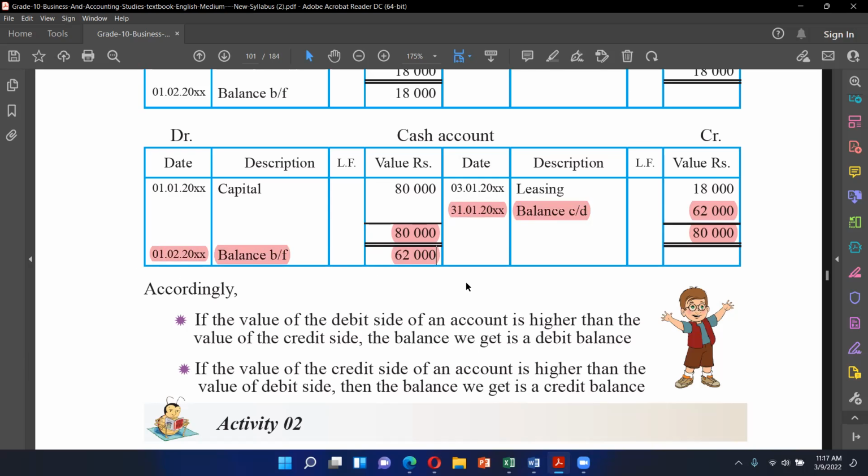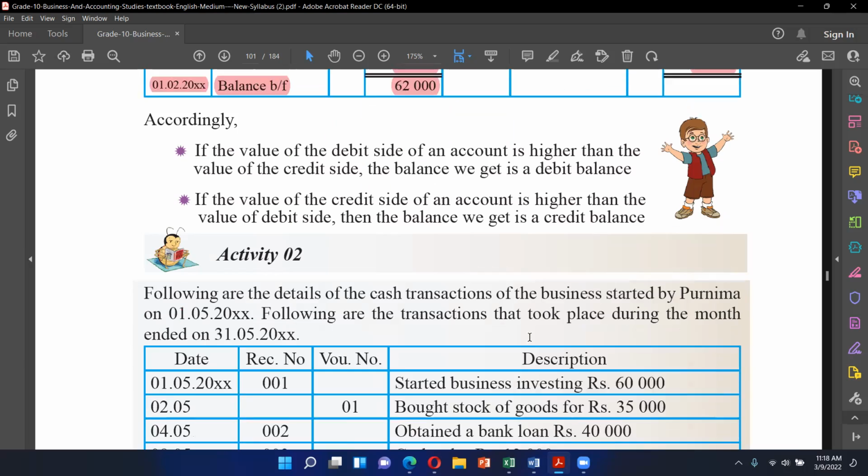Okay. Is it clear? You take the higher side and put that total into the other side and take the difference and you write the month end date. You write balance carried down. And after the total, you take into the opposite side. First February, that is the next month, first day, you write down balance brought forward, 62,000. Clear?